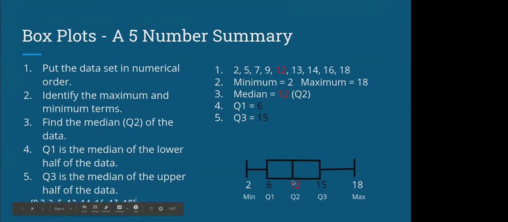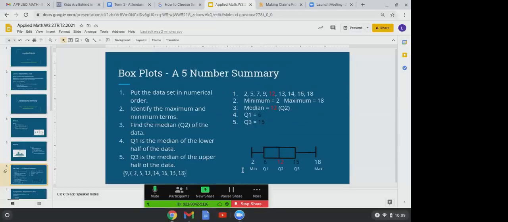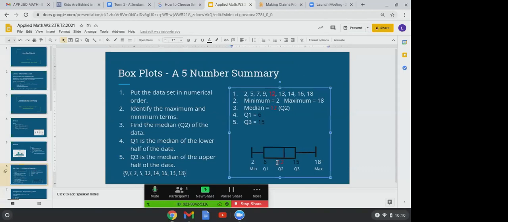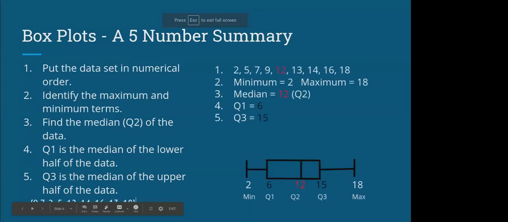You can say that the median is closer to Q3 than it is to Q1. So if we had to be super specific, then this median, we will move it a little closer down here to 15. You see what I'm saying? Because it's 12, right? So we will move it down a little bit because 12 is closer to 15 than it is to 6. Because we'll find in our later discussions that means something.